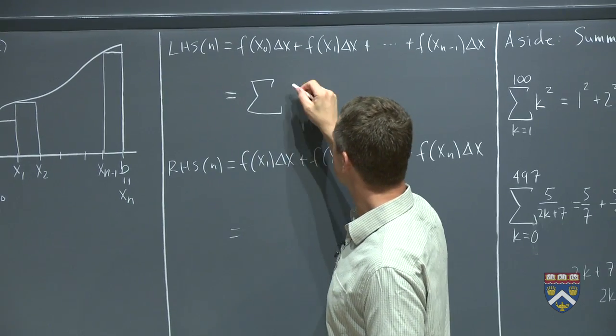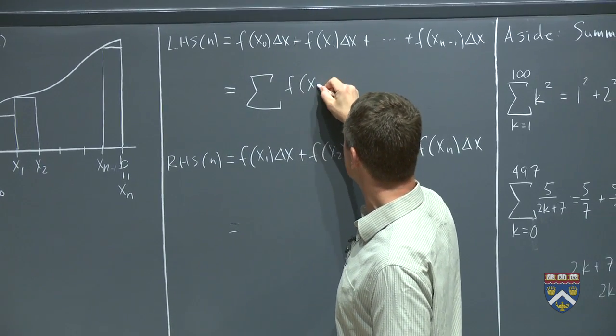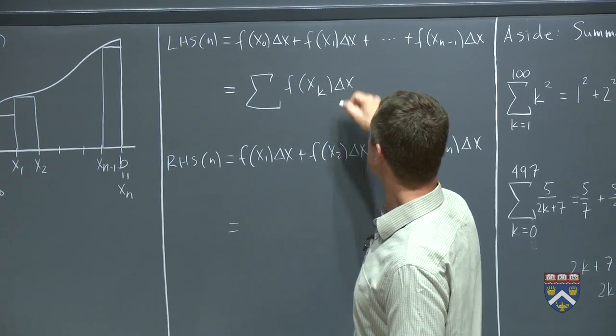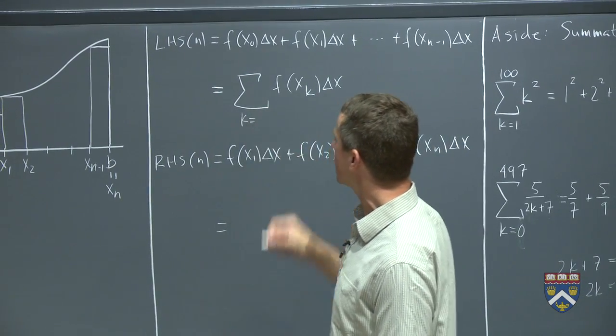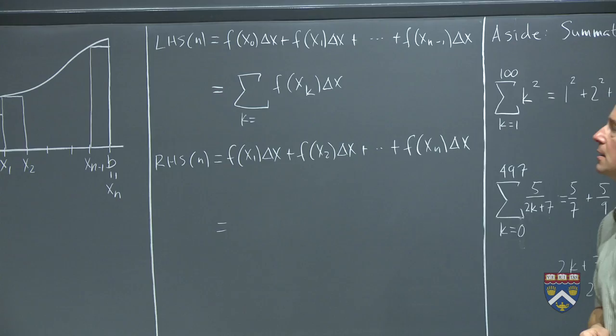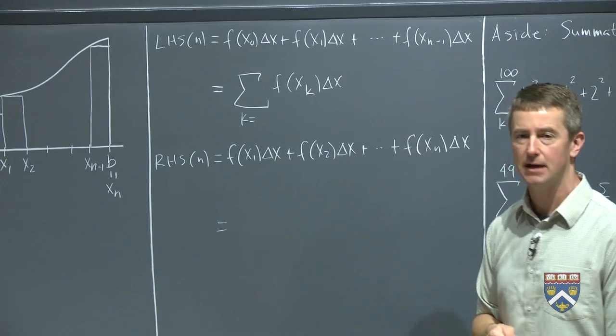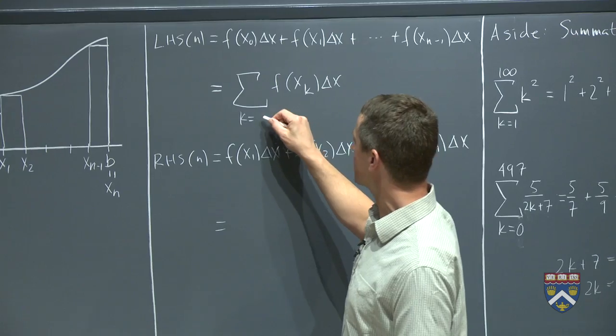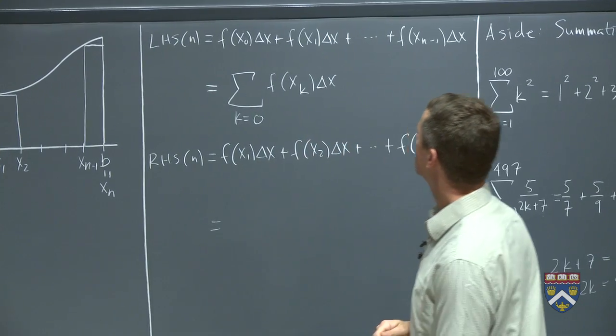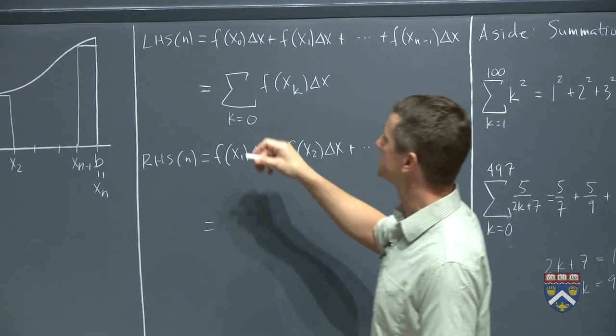So I can write this. They all take the form f of x sub k delta x. And all that's different between the left and the right-hand sum is where k starts and stops. So in the left-hand sum, where should I be starting k? We want to start with f of x sub 0, so we want to start at k equals 0. And where do we stop? When k equals n minus 1.